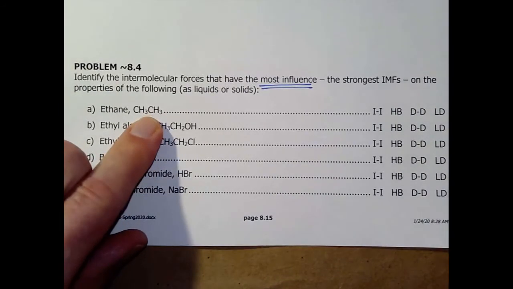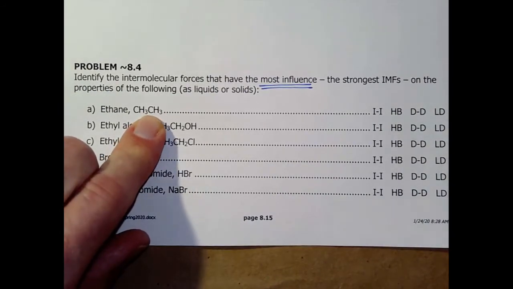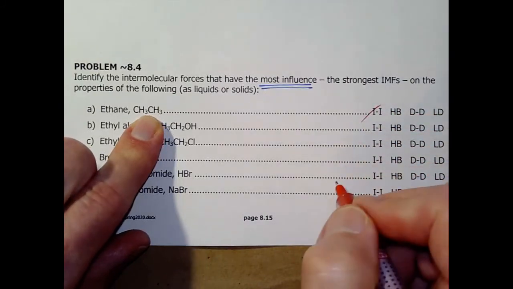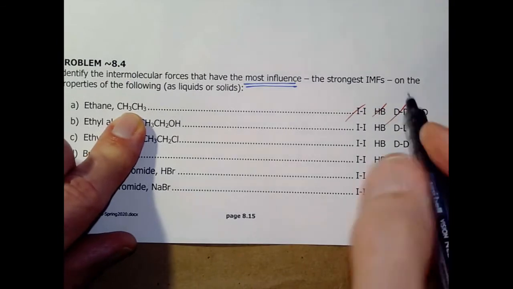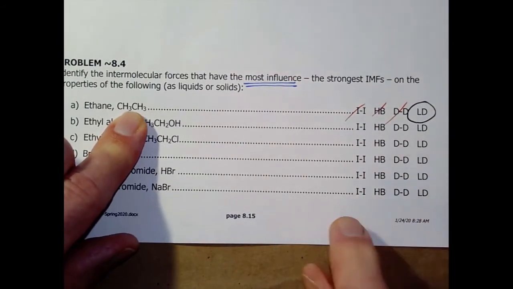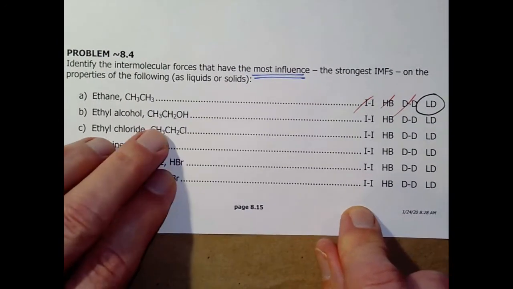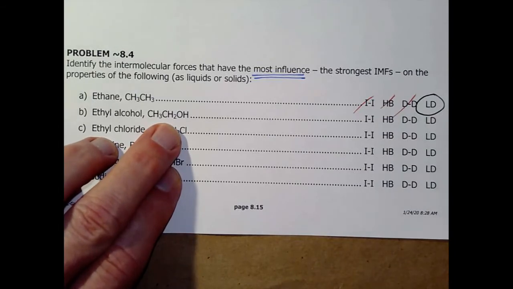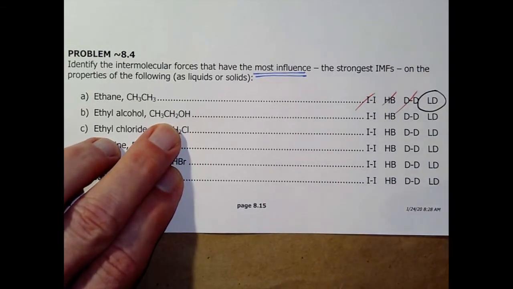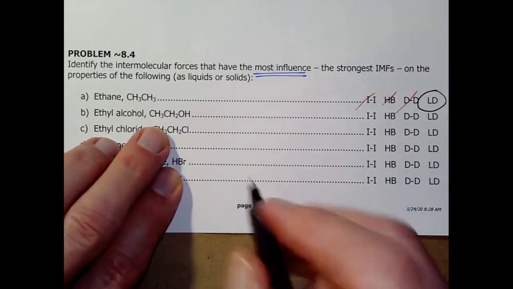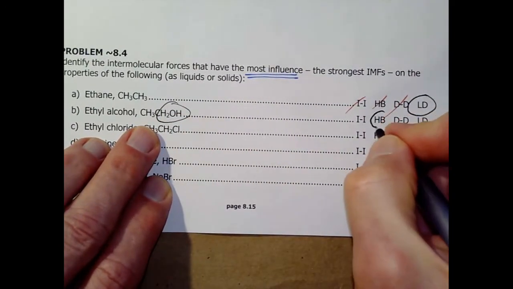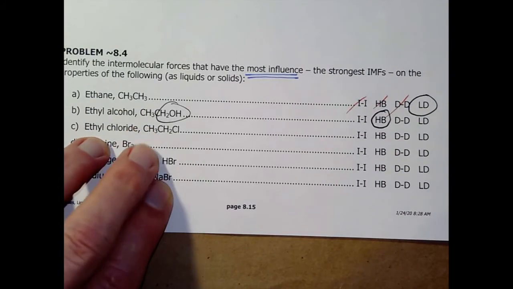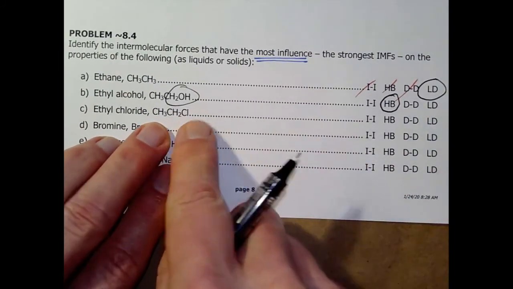Well, look at that. That's nonpolar. There's no ions. There's no hydrogen bonding. There's no dipole-dipole. And the only thing I've got is London dispersion. This I could draw the Lewis structure, this ethyl alcohol, but I say, you know what? It's showing me that right there. I've got hydrogen bonding. Ethyl chloride.